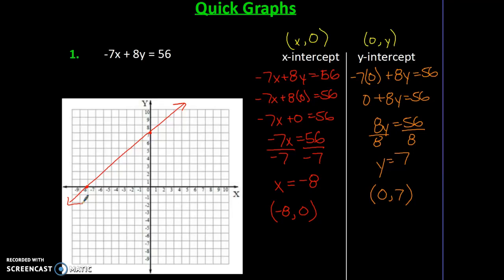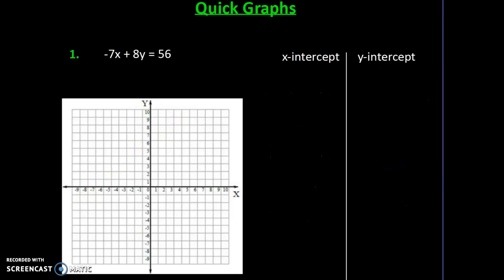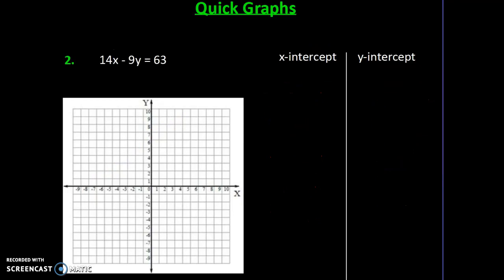All right, so let's try another problem then. So let's take a look at example 2.